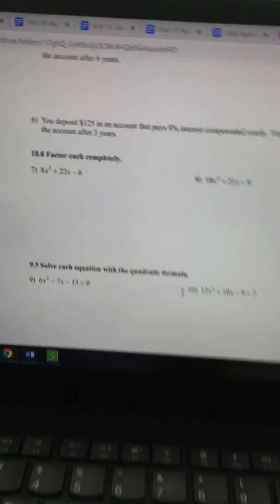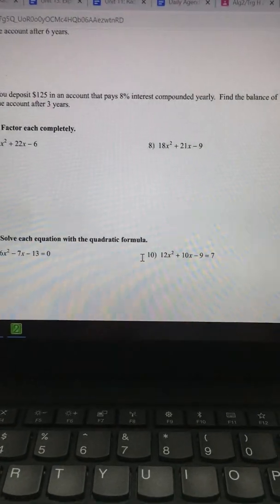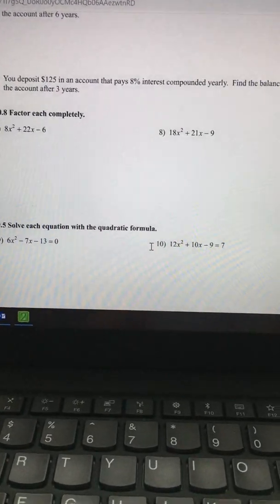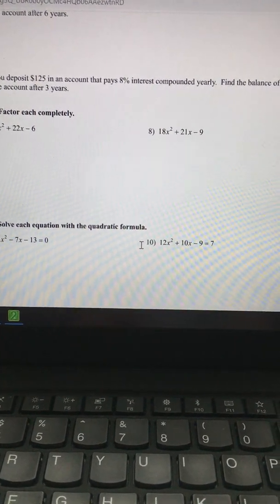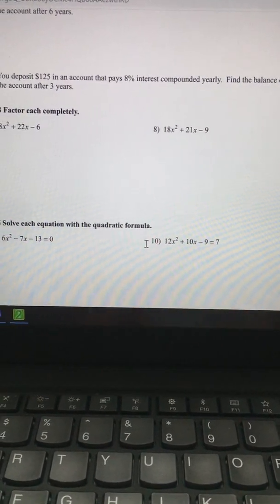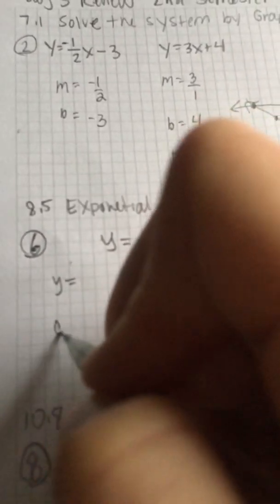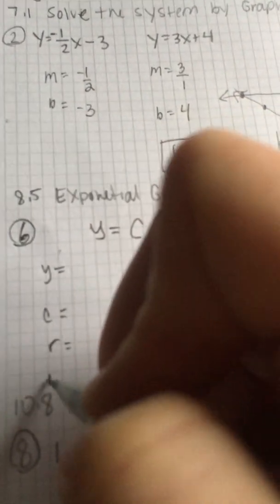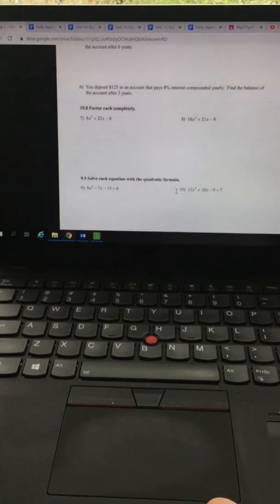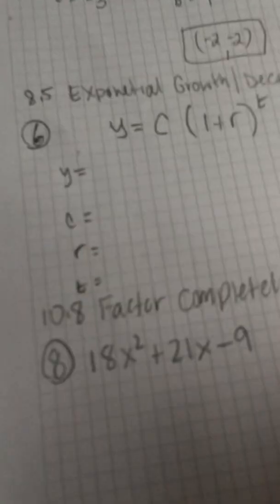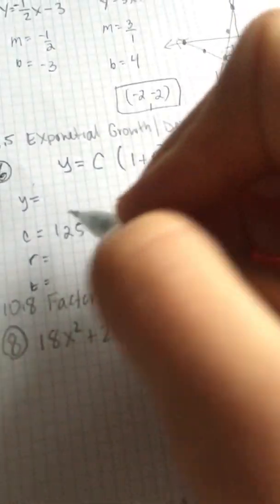So when we look at number 6 on the worksheet, it says you deposit $125 in an account that pays 8% interest compounded yearly. Find the balance after 3 years. So I'm going to write y equals, c equals, r equals and t equals off to the side. When I read that and it says $125 has been deposited, I know that that's my initial amount, what I went to the bank with. So that's the C value.